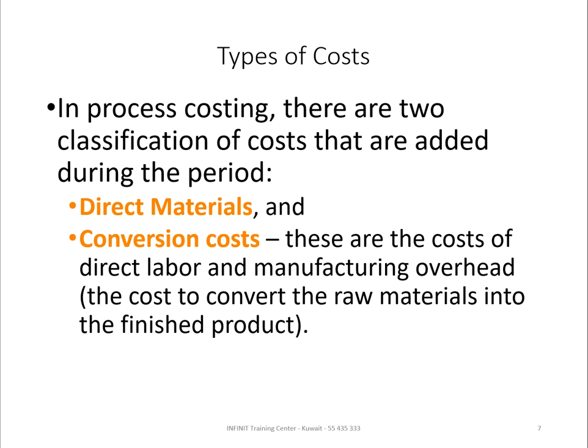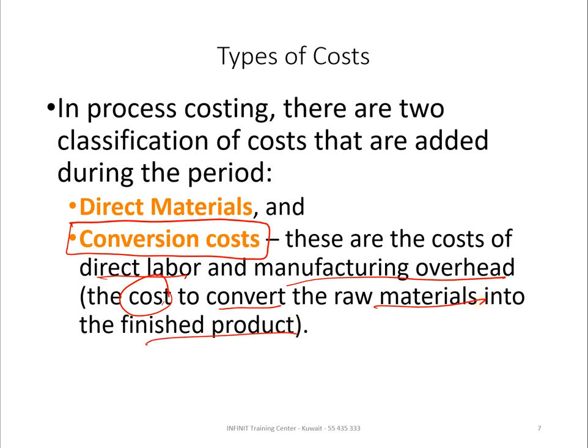But when we are calculating EUP, you can just imagine, maybe when you started working on something, you will add the materials, then you will start working on it. So in process costing, we have to consider both the costs. What is the cost of material that has been included, and what's the cost of the work done? The work done is called conversion cost. Or we can say these are the cost of direct labor and manufacturing overhead, or the cost to convert the raw material into finished product. So how much you spend to convert the material to finished product?